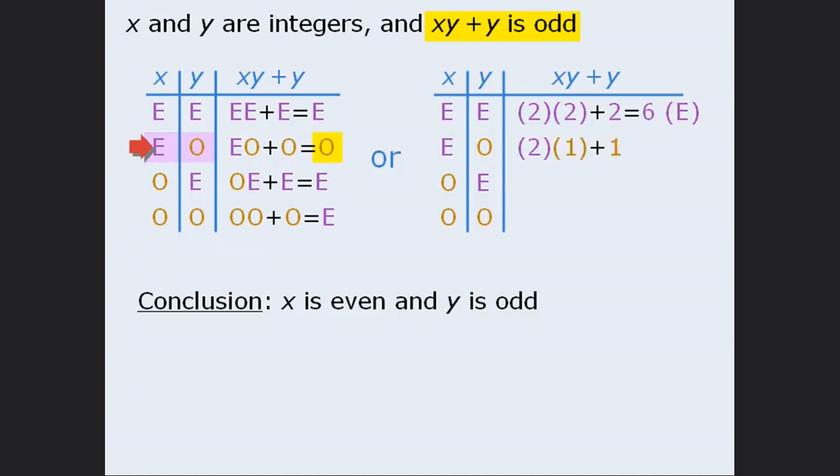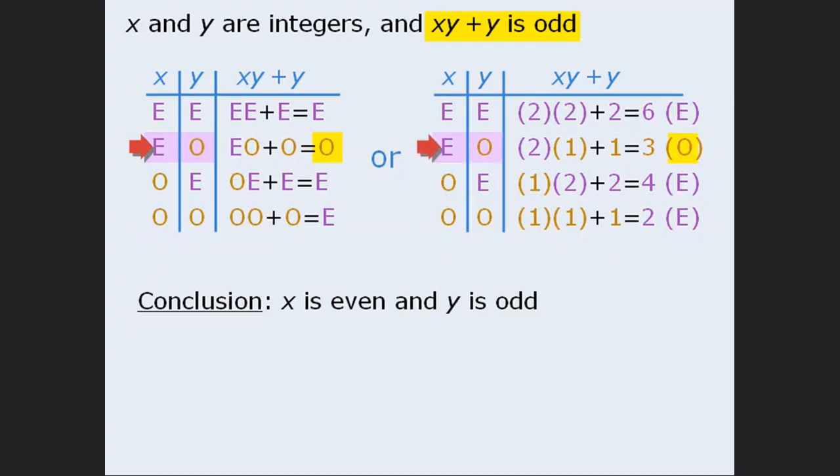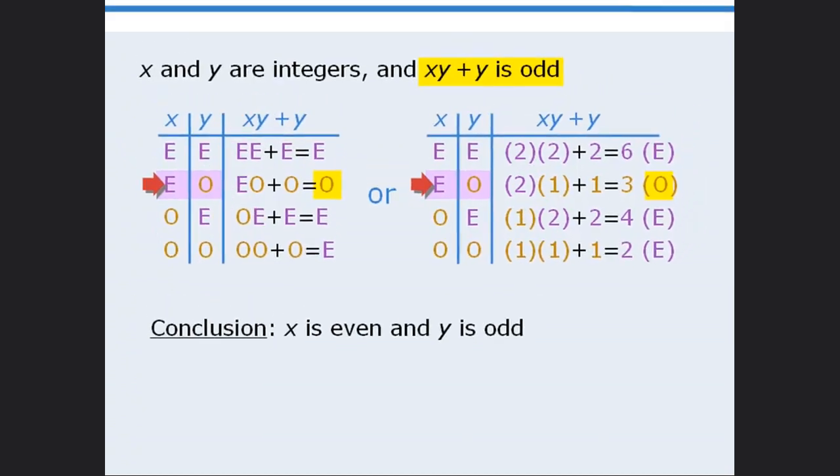Okay, for the next case, we'll plug a 2 in for the even number and a 1 for the odd number. When we do this, our expression evaluates to be 3, which is odd. We can continue this method for the other 2 cases, and when we do so, we see that our results in this table are the same as they were in the first table. Only one case results in our expression evaluating to be an odd number, so we can be certain that x is even and y is odd.